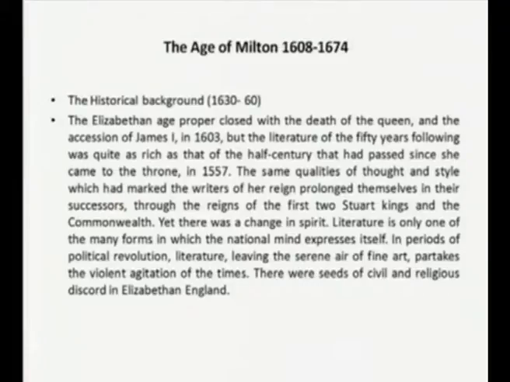Let us go into the historical background of this age, 1630 to 1660, the beginning of the 17th century. So, the Elizabethan age proper closed with the death of Queen Elizabeth and the accession of James I in 1603, but the literature of the 50 years following was quite as rich as that of the half century that had passed since she came to the throne. The same qualities of thought and style which had marked the writers of her reign prolonged themselves in their successors through the reigns of the first two Stuart kings and the Commonwealth.